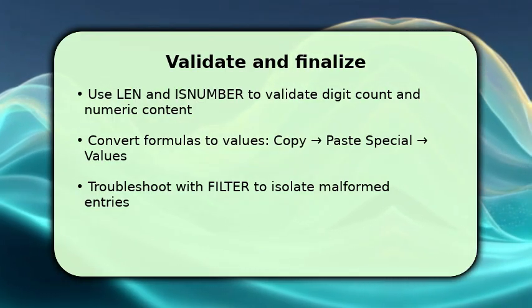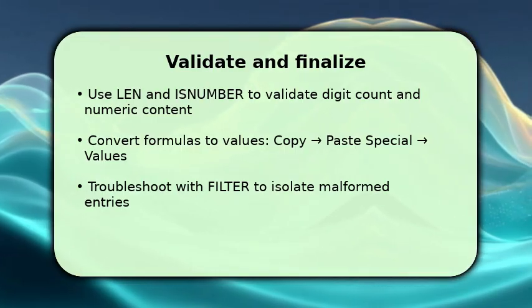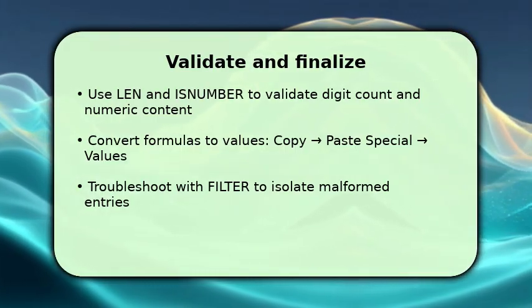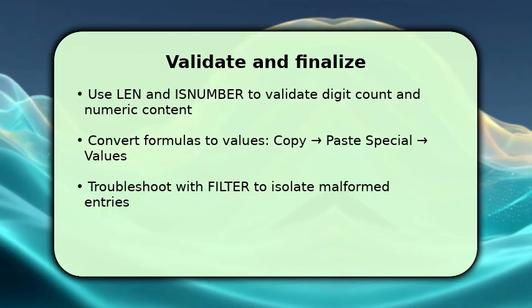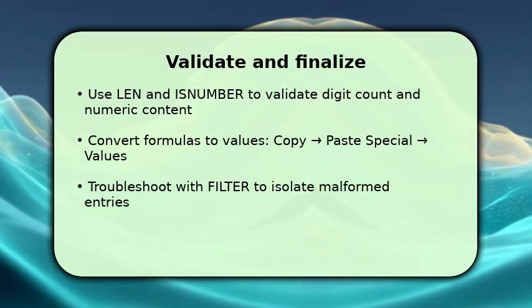If something goes wrong, filter for unexpected lengths or non-digits. That isolates bad inputs quickly, so you can fix the raw source without altering correct rows.